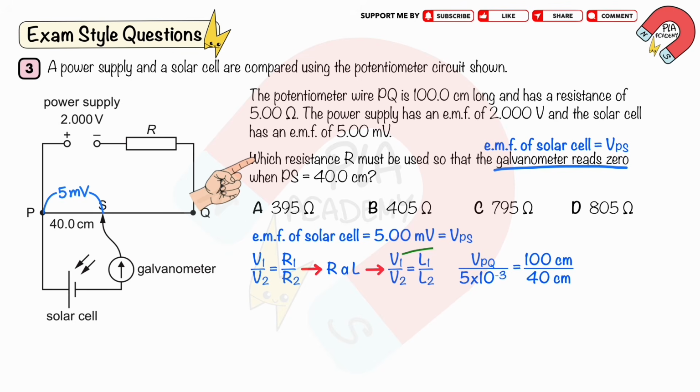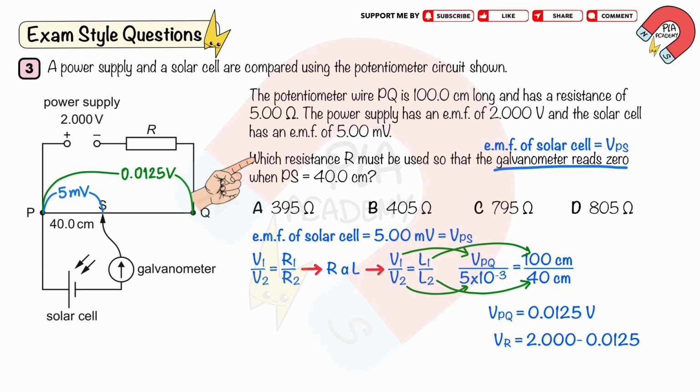Substituting V1 equals V across PQ, V2 equals V across PS equals 5 times 10 to the power negative 3 volts, L1 equals 100 centimeters, and L2 equals 40 centimeters. We solve, V across PQ equals 0.0125 volts. So, we can calculate the PD across R equals 2 minus 0.0125, which is 1.9875 volts.